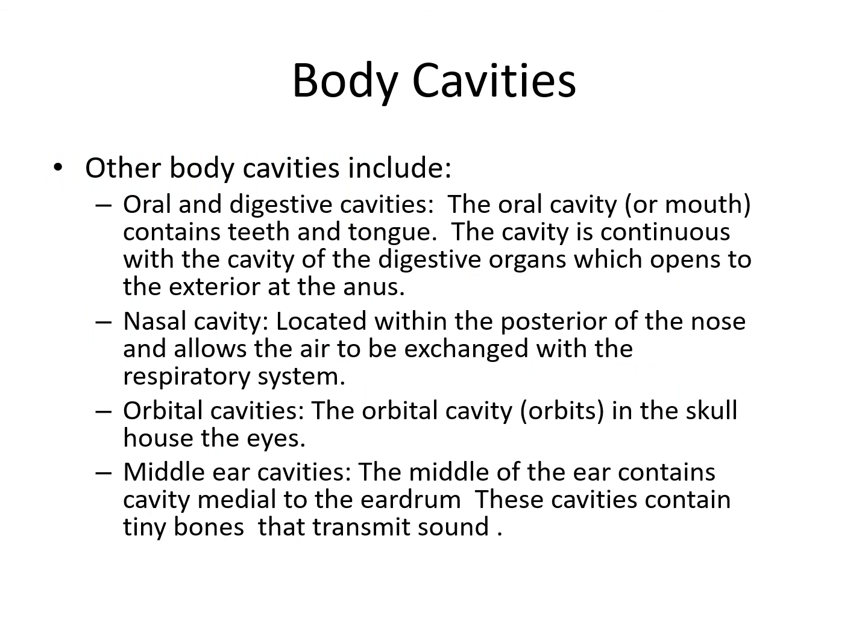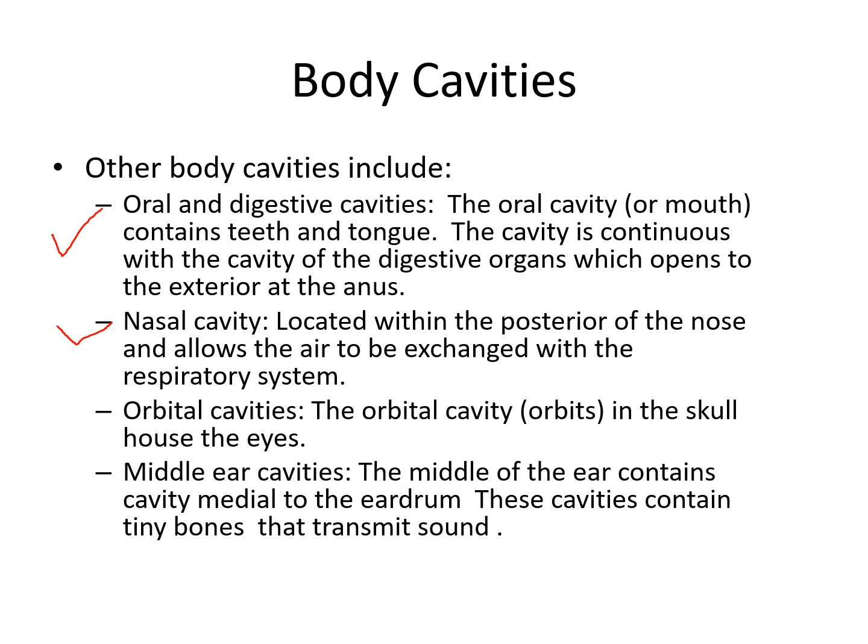Some other cavities include the oral and digestive cavity. The oral cavity is going to contain the teeth and the tongue, and this cavity is continuous with the digestive system, which opens to the exterior at the anus. And then you have your nasal cavity, located within the posterior of the nose, right? Our nose is in the front, but behind our nose is the nasal cavity. This allows for air to be exchanged with the respiratory system. You need to get rid of that CO2 and refresh the blood with that O2, or oxygen.